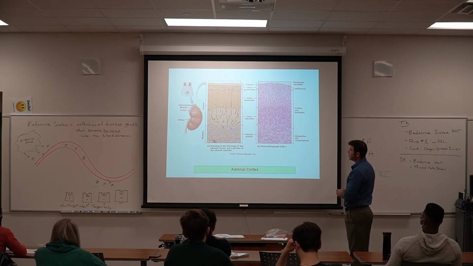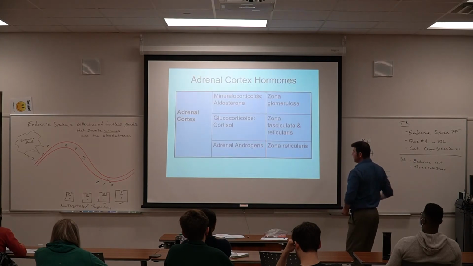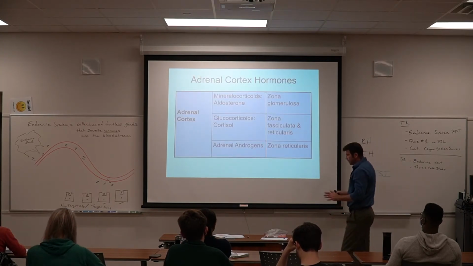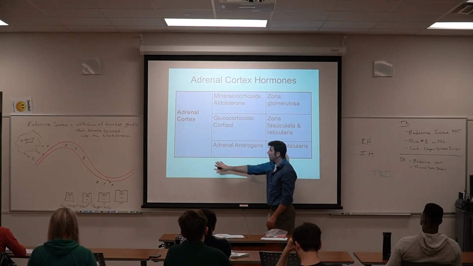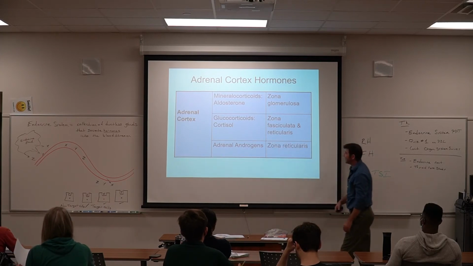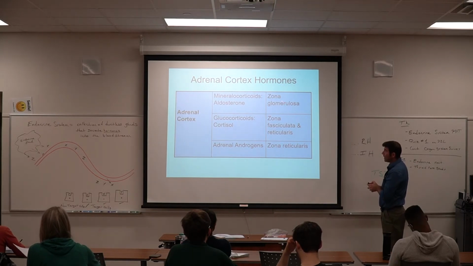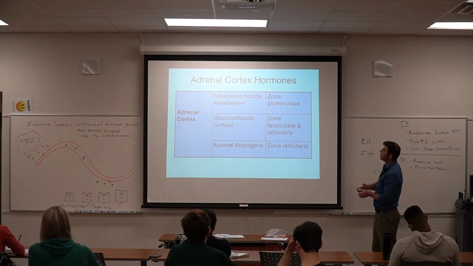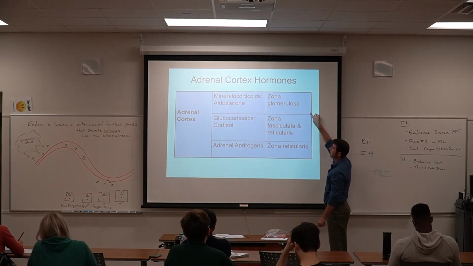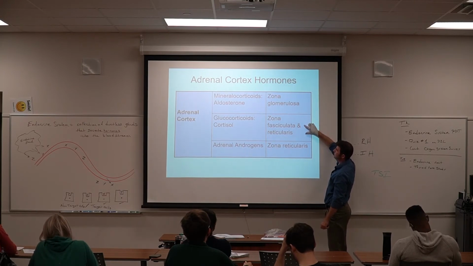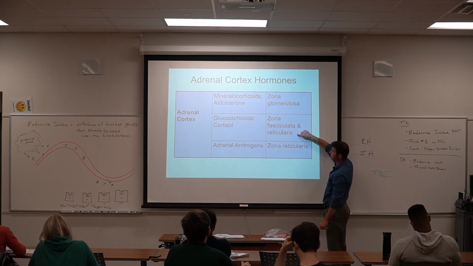Well, at least here you can see the layers of those cells. Let me jump to this slide just to give you the names. The adrenal cortex, we're going to have to know, is split into 3 different zones. There is an outer layer, this zona glomerulosa. This is very thin. Then the zona fasciculata and zona reticularis.